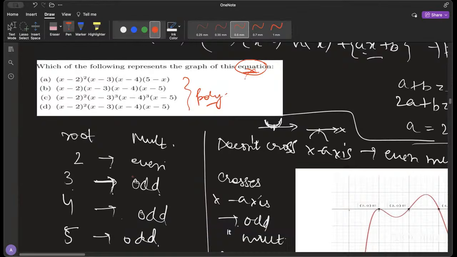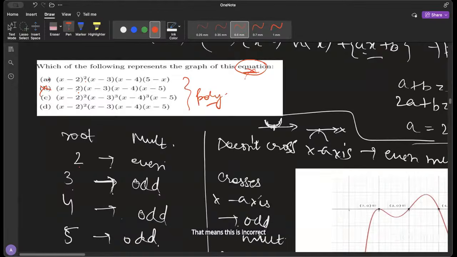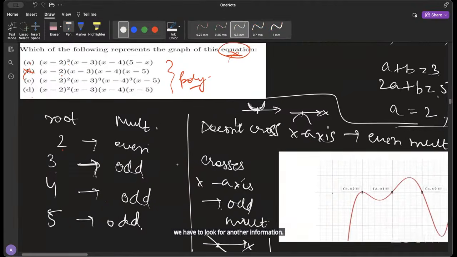It's possible that all of these are consistent. So 2 is even, that's fine, and the rest are odd, that's fine. This one should be incorrect because here the multiplicity of 2 is indicated to be odd. But from the graph, the multiplicity of 2 should be even. That means this is incorrect, and all the others are possible from the conclusions we've drawn so far. We'll have to look for other information, right?